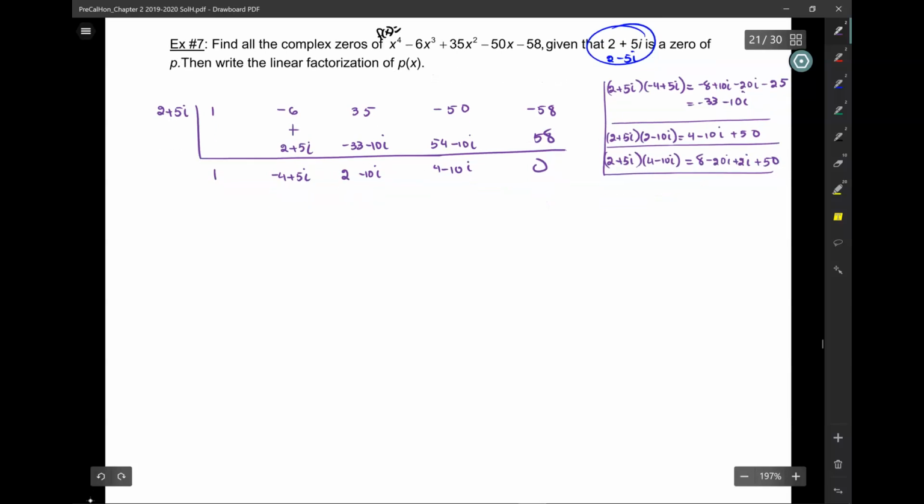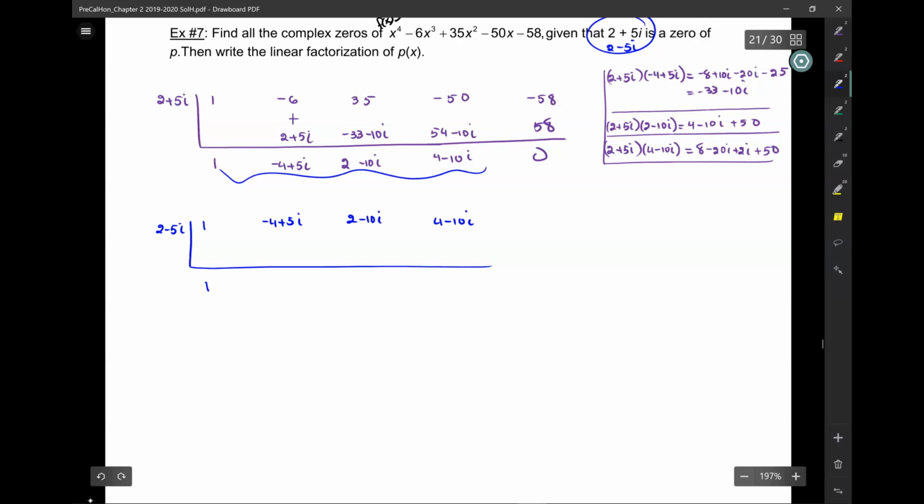Okay, now we have to do it again with the 2 minus 5i, except we have to put these in here now, the depressed polynomial coefficients. We have 1, negative 4 plus 5i, 2 minus 10i, 4 minus 10i. Okay, guys, 1 comes down. 2 minus 5i. 5i's go away. What do I have left? Negative 2.